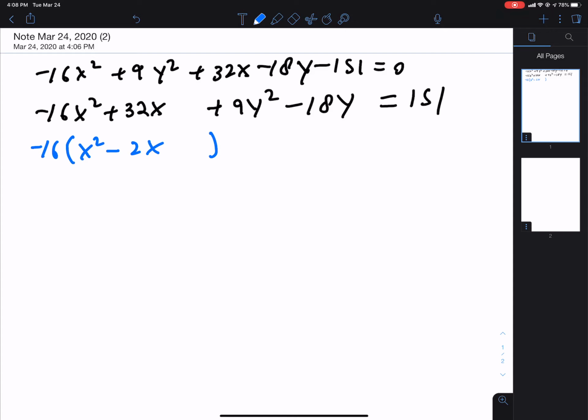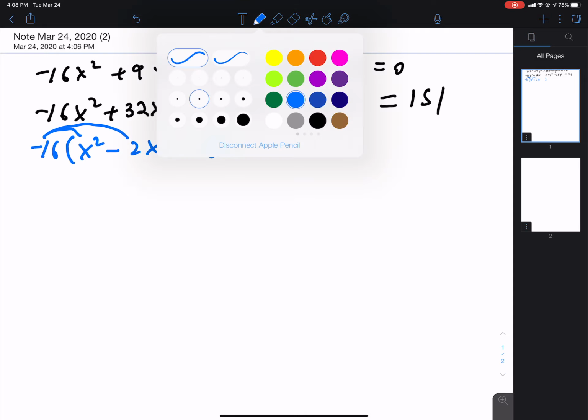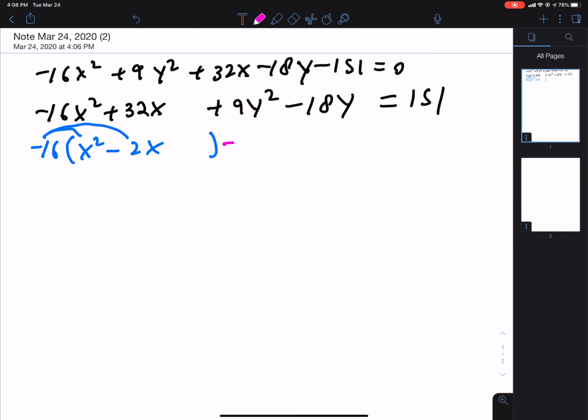So make sure that when you distribute these, you get your original. That's why we need the minus 2x to get the positive 32. Then, from the y squares, I have to factor out the 9. That'll leave me y squared minus 2y. I'm going to leave a space again, and you will see why. By the way, this is actually problem K from your homework, one of your worksheets. So I thought it'd be helpful to do one of those.